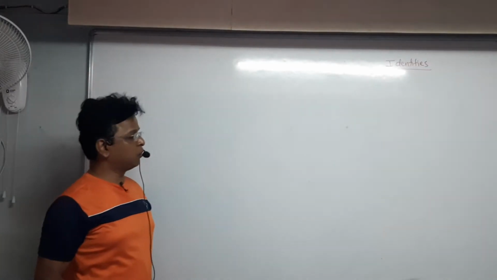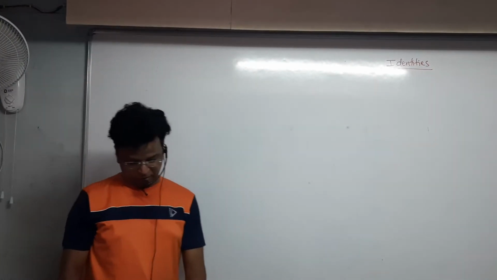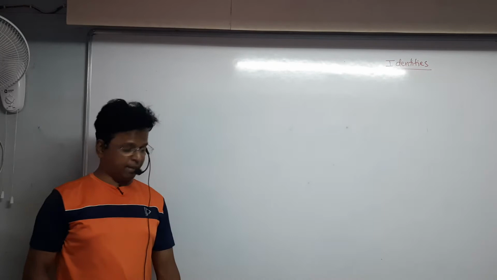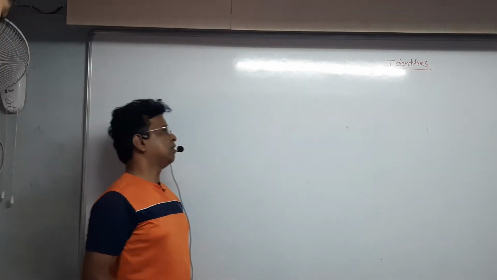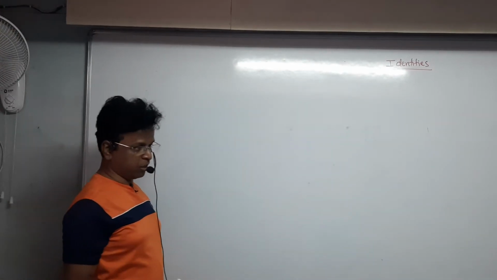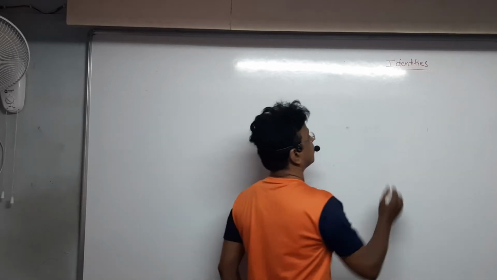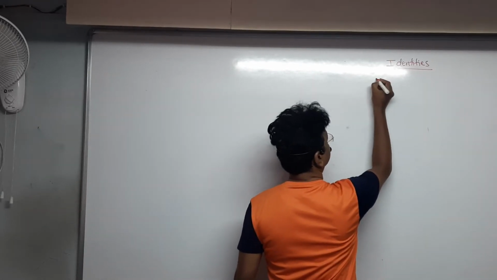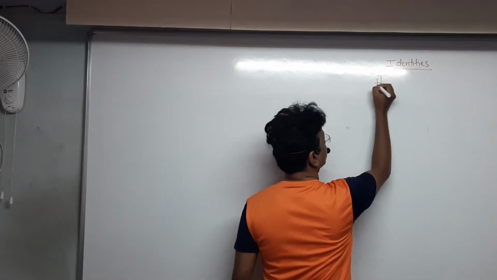Now we have the last exercise, 2.5, the lengthiest of all the exercises. This is based on many identities, especially the four identities. The first identity is this. You have to remember the name also.